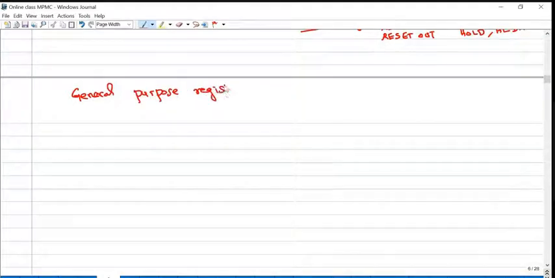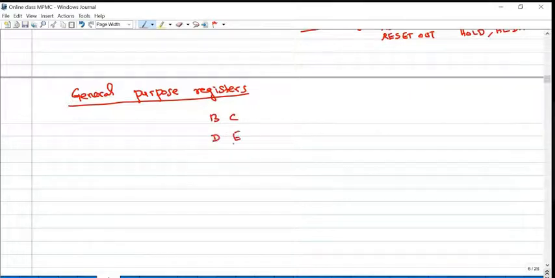And what else? General purpose registers: B, C, D, E, H, L. And the program counter and stack pointer are also available. Each and every register is individually an 8-bit register. If you combine the BC register pair, DE register pair, and HL register pair, they can be used to store 16-bit data.